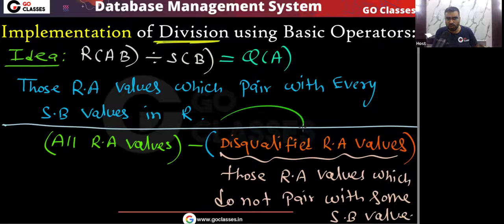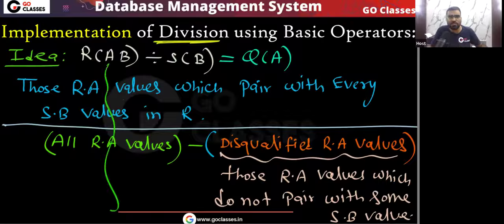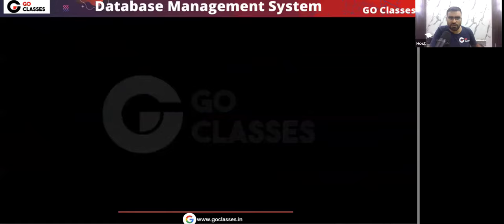I remove disqualified values. When will you disqualify some R.A? We will disqualify those R.A values which do not pair with some S.B values. Okay. Now, how to find these disqualified values? See, how to find disqualified values.